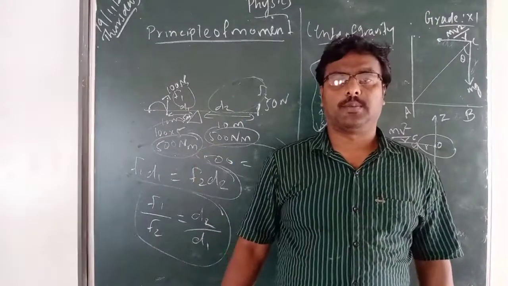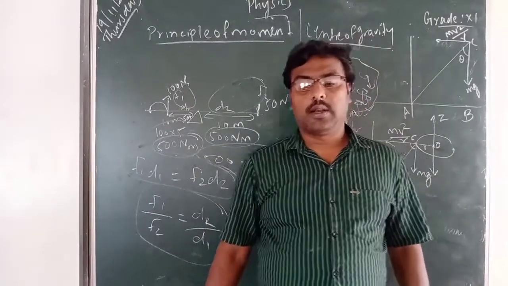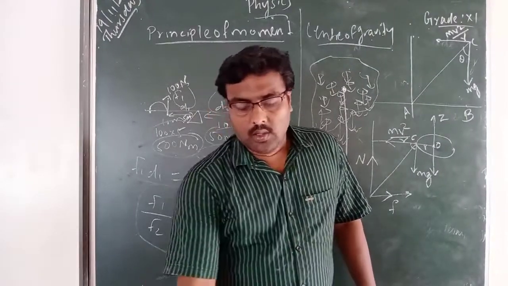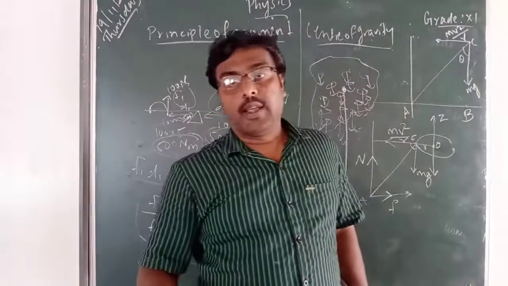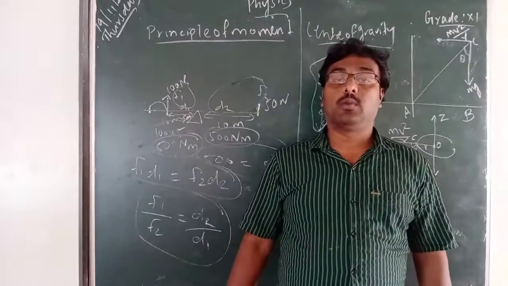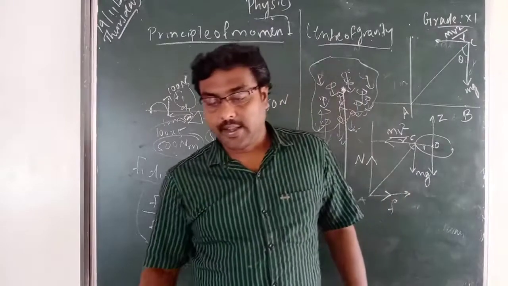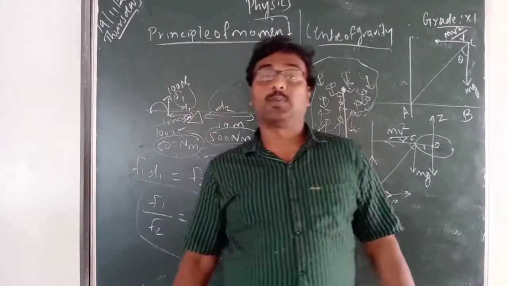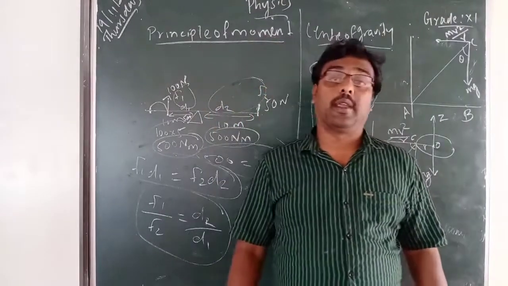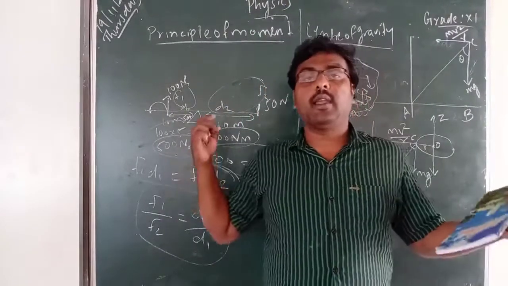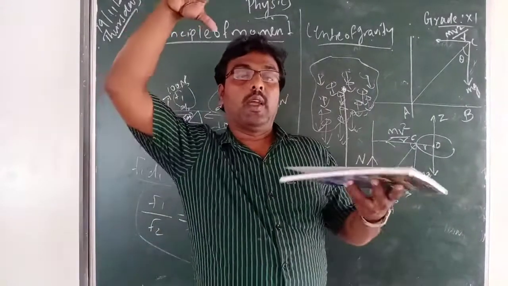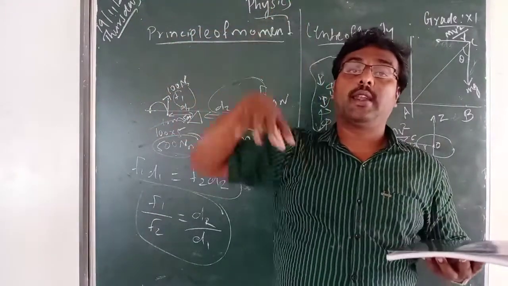The center of gravity definition is given on page number 231. Center of gravity of a body is a point at which the entire weight of the body is acting irrespective of position and orientation of the body. That is, where the whole mass, whole weight is acting.